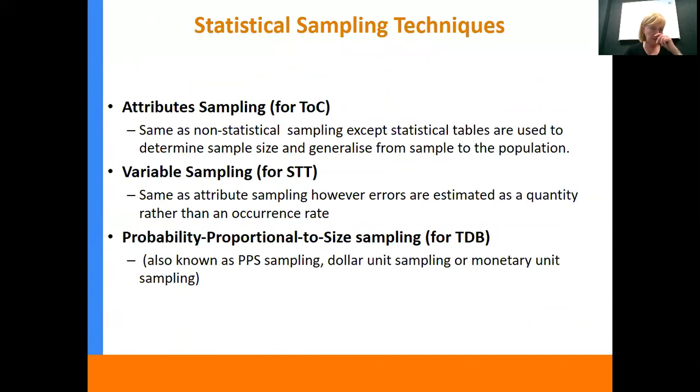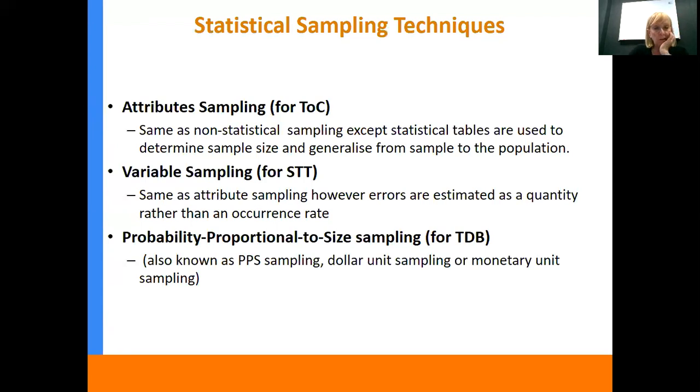Statistical sampling techniques, there are lots of different sampling techniques. The ones that we use in auditing are attribute sampling for tests of controls and variable sampling for substantive tests of transactions. And there's one that has been designed specifically for auditing. I won't go into that. It's called probability proportional to size sampling, and it concentrates on high value items.